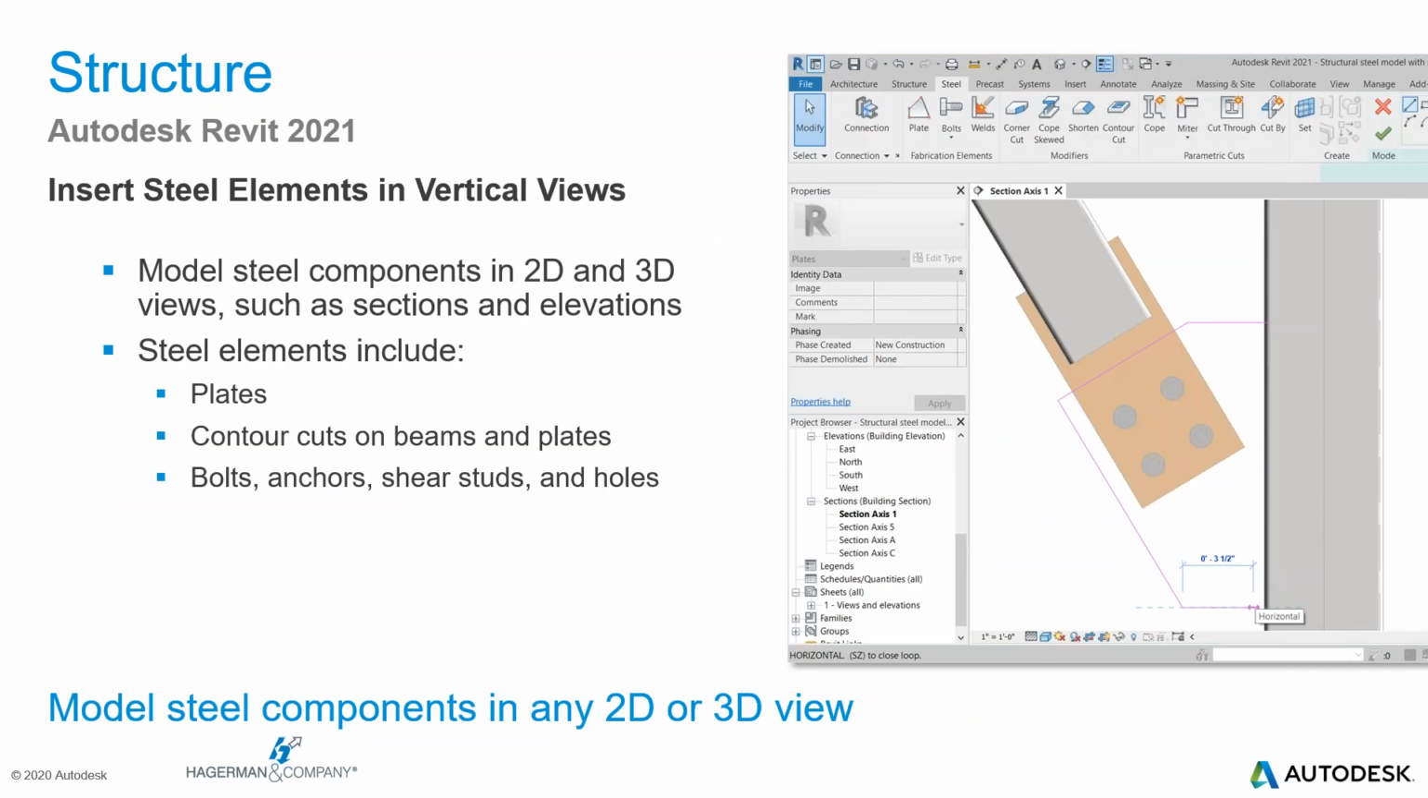Revit users were previously limited to inserting steel components in 3D views and 2D horizontal views, such as level and floor plan views. In Revit 2021, this limitation has been removed. Revit users may now place steel components in 2D vertical views. For example, a user may insert a steel plate in an elevation view or a vertical section view.